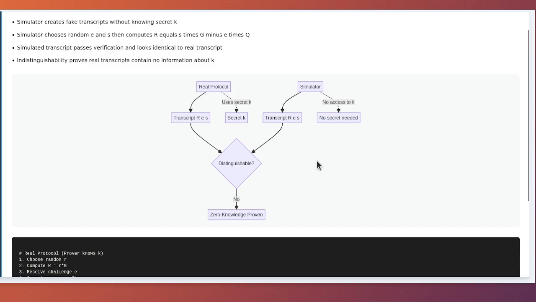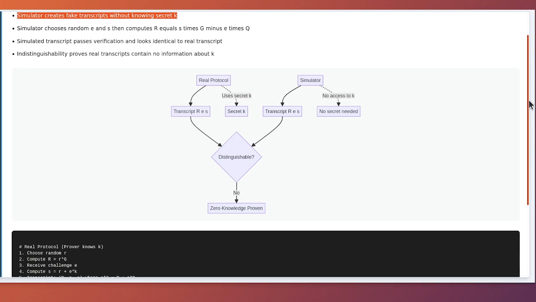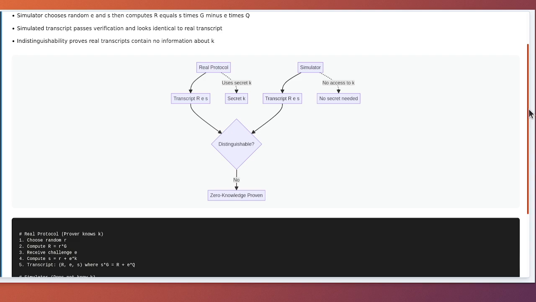The idea is to show that we can create fake protocol transcripts that look exactly like the real ones, without ever knowing the secret K. If these fake transcripts are indistinguishable from real ones, then the real transcripts cannot contain information about K. This is because the fake transcripts definitely do not contain such information, since the simulator never had access to K.